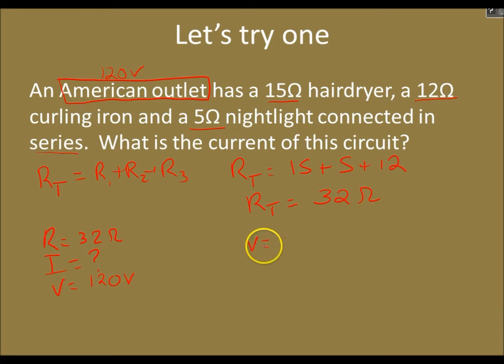So now it's V equals IR, 120 equals I times 32. I'm going to divide both sides by 32. And that means when we round to the tenth, I equals 3.8 amps.